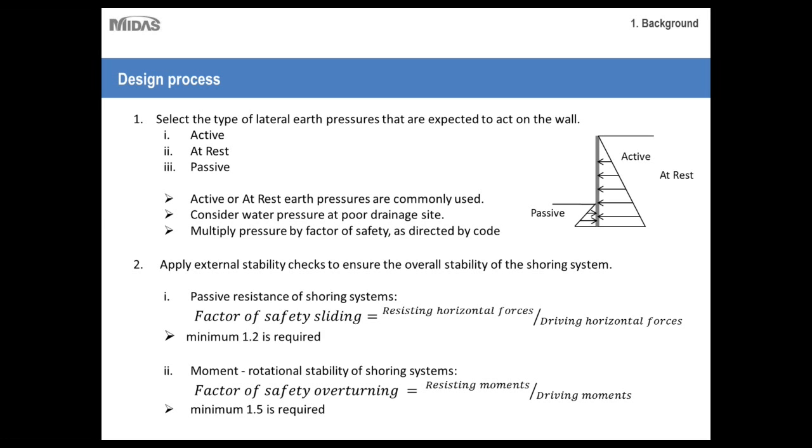Then we have to ensure safety against overturning with a minimum factor of safety of 1.5. And as you can see, the formula is pretty simple and straightforward. It's a ratio of resisting moments to the driving moments.